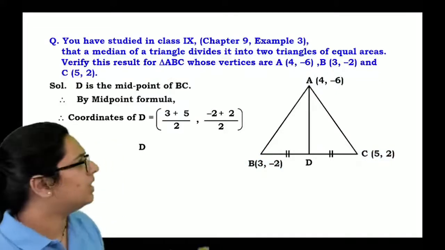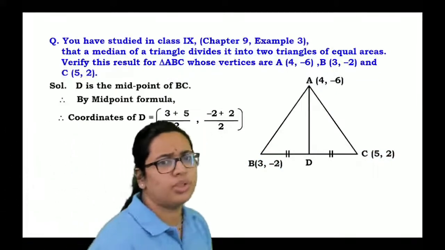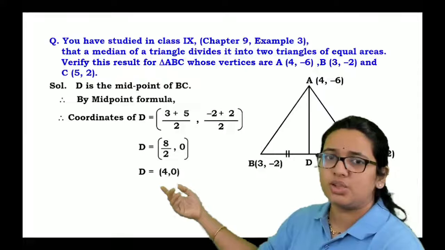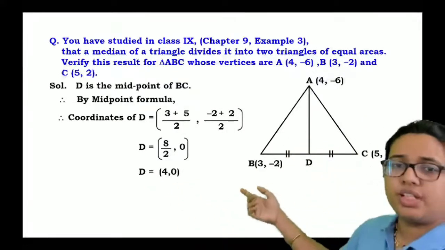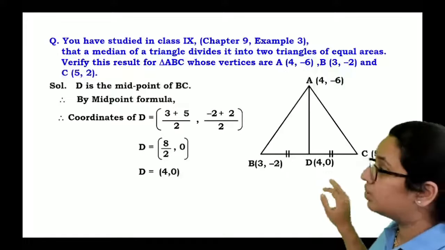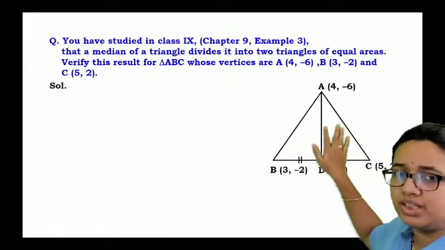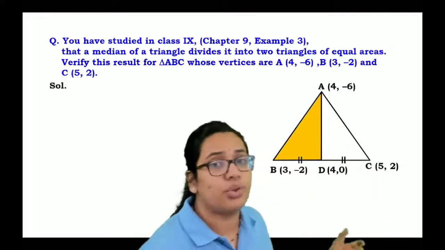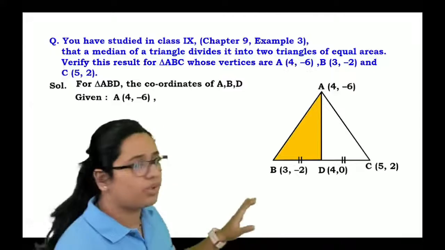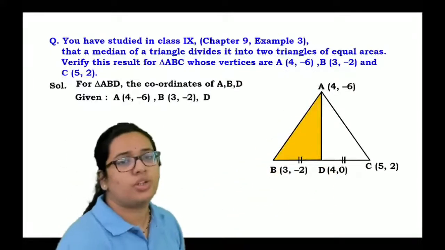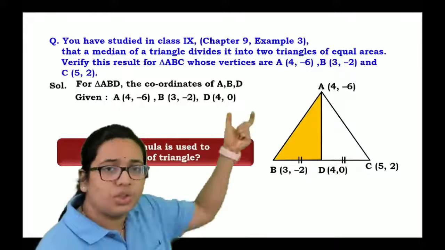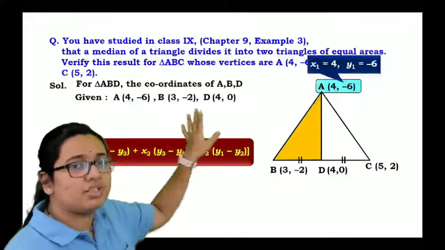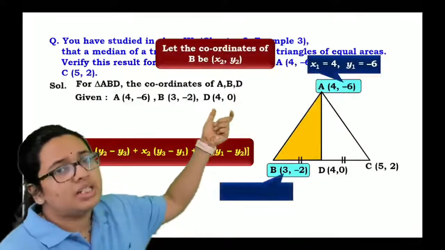Correct? Done up to this. So the value of 3 plus 5 upon 2 is nothing but 8 by 2, and -2 plus 2 is nothing but 0. So the coordinates of D will be (4, 0). So now we have two triangles in which the bases are known to us. First of all, we'll find the area of ABD. For that, we write down the coordinates of ABD, which are (4, -6), (3, -2) and what we just found, that is (4, 0).